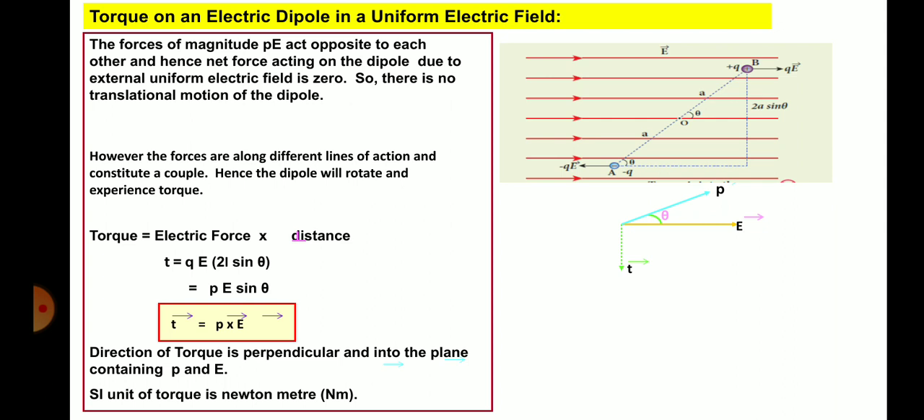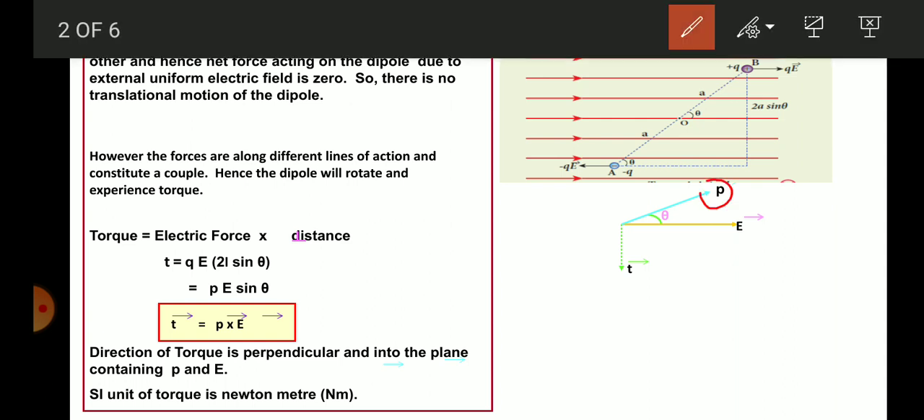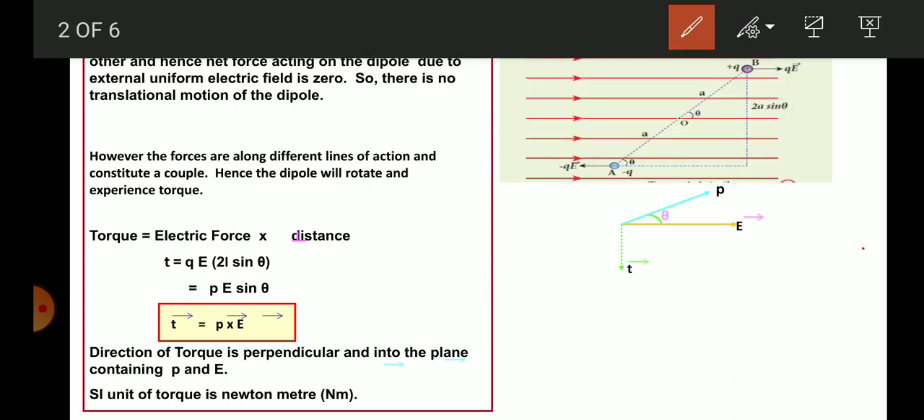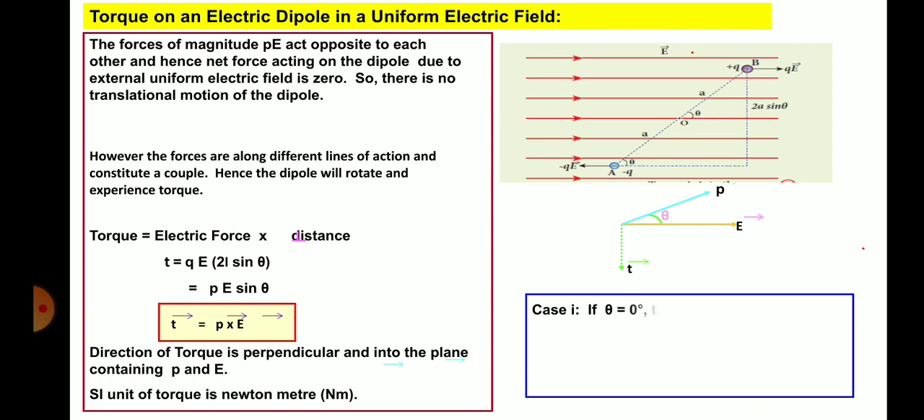Then in this we can derive three special cases. One is, what will happen when the dipole moment P and E are in the same direction, so that theta becomes 0 between them. So in the first case, if theta is equal to 0 degree, then torque will become 0, because sin 0 is equal to 0. So the dipole does not experience any torque when it is placed in a uniform electric field along the same direction, or parallel to the uniform electric field.